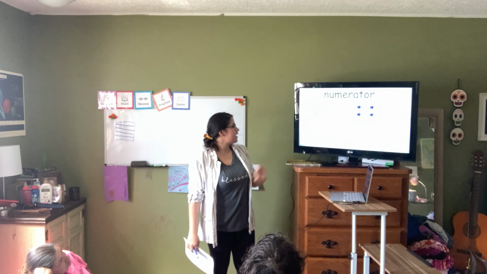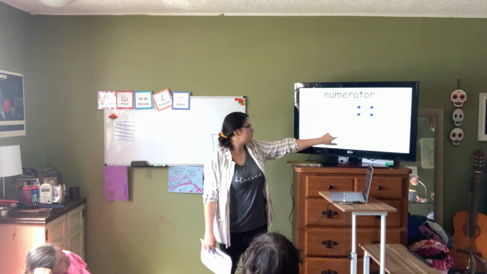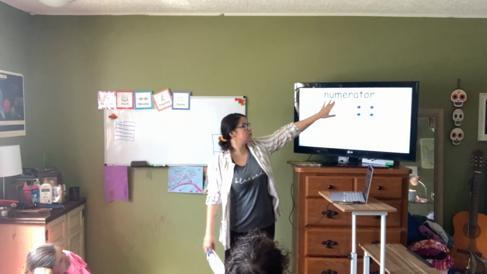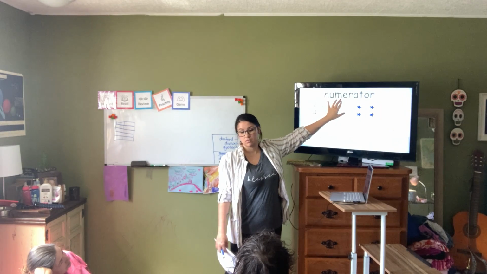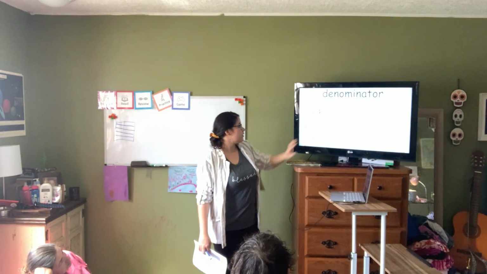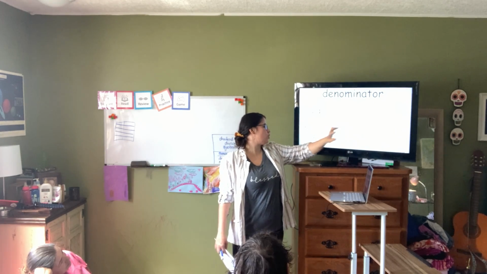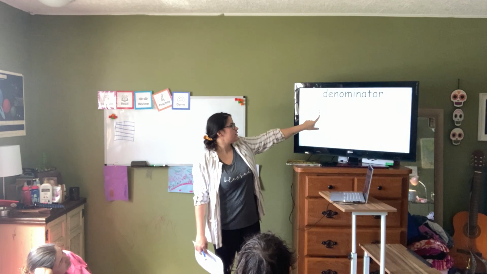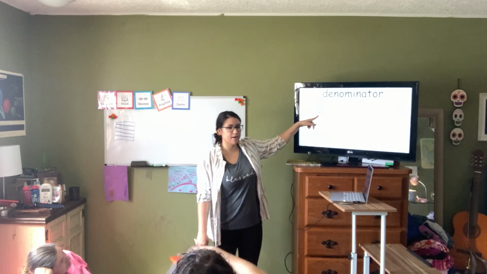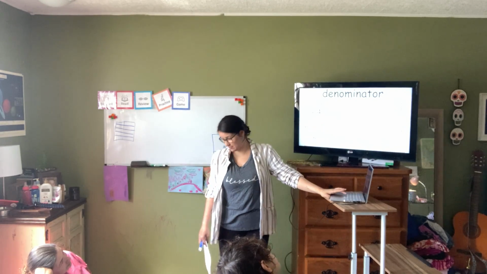Remember, the numerator tells us how many equal parts of a whole are being described. Or it's the top number. So try not to use top number, try to use numerator. The denominator tells us how many equal parts are making up the whole. It's also known as the bottom number, but we're not going to say bottom number, we're going to say denominator.